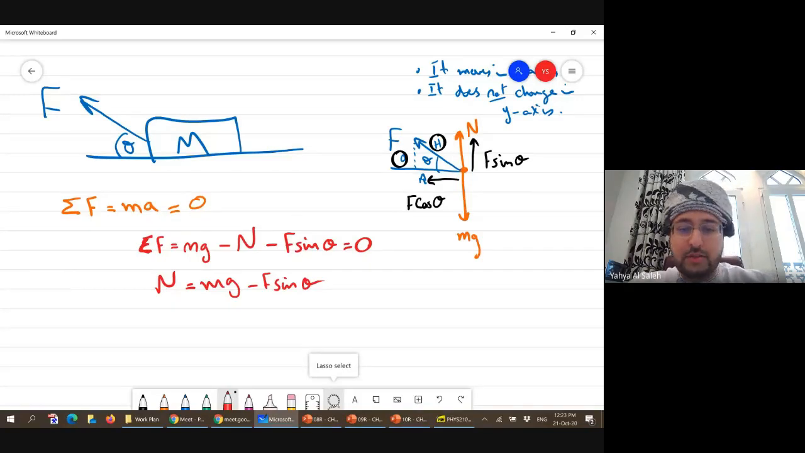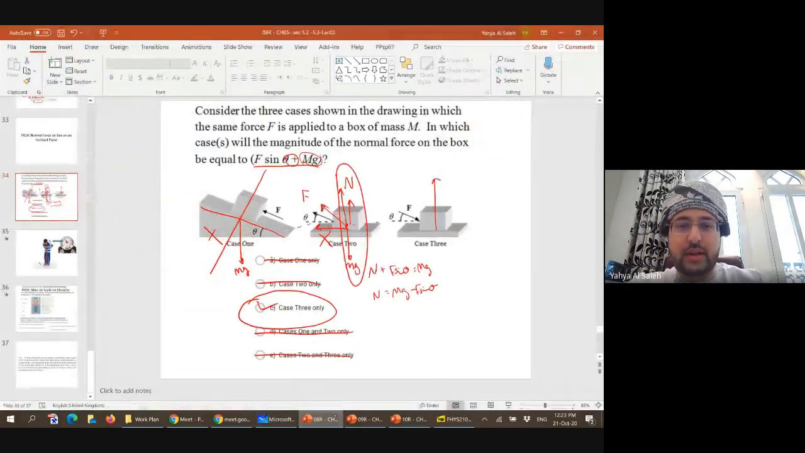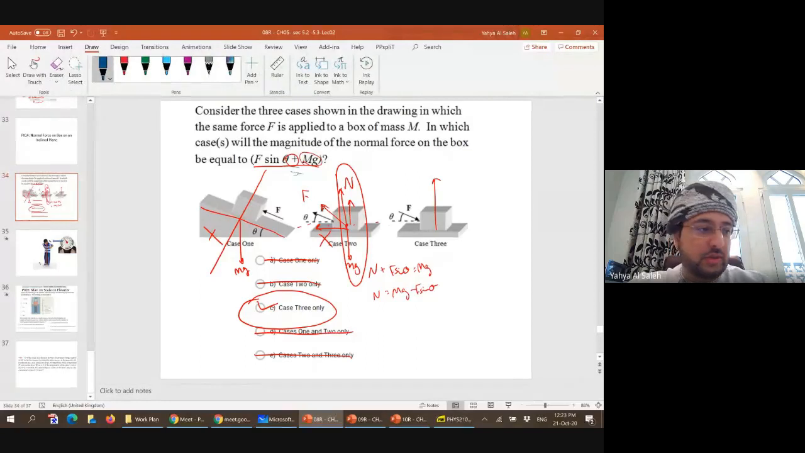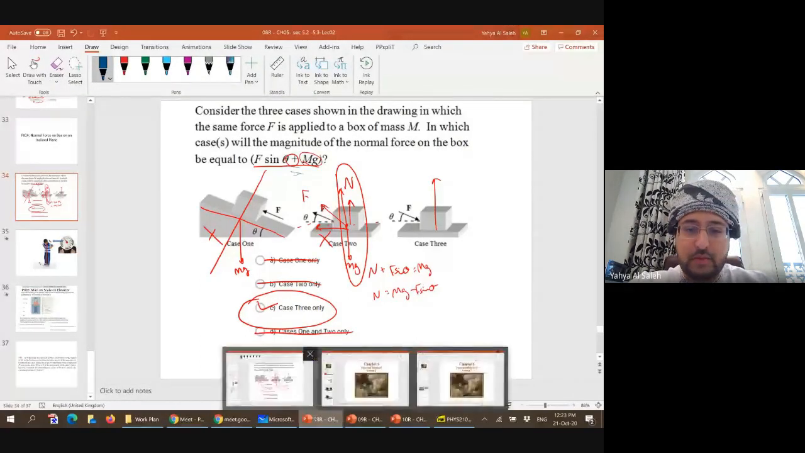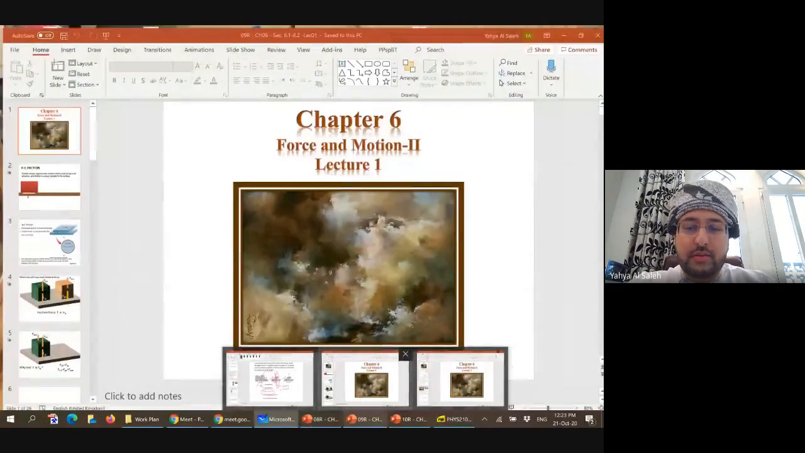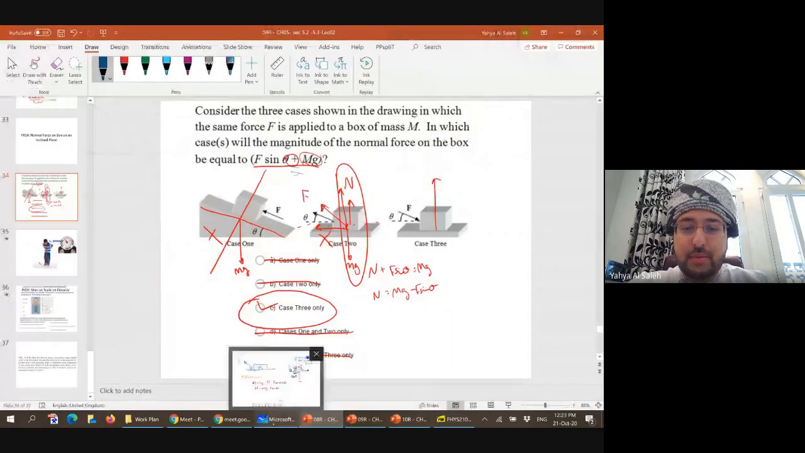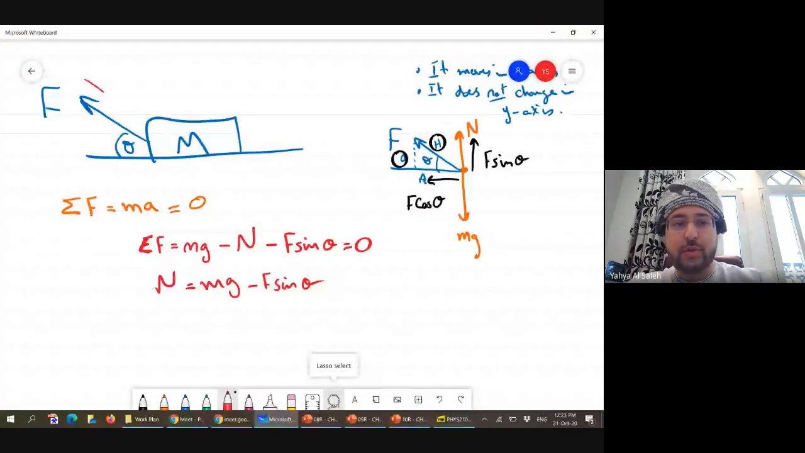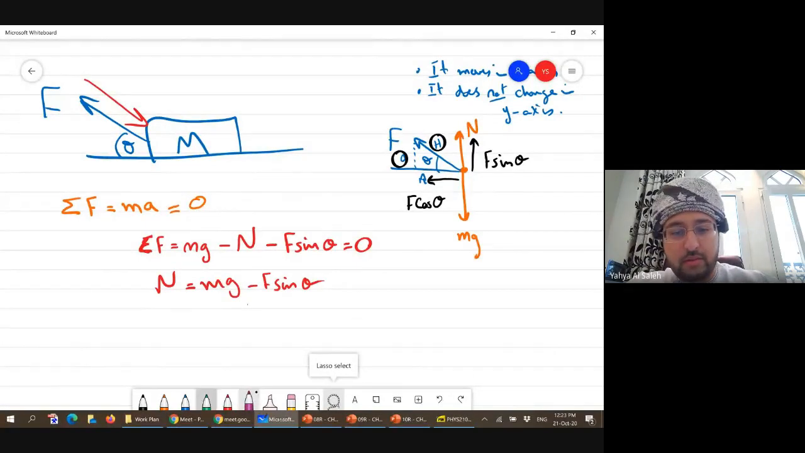Okay, and this is not what the question wants. The question wanted F sine theta plus mg. So we know it's not this case. If we do the exact same thing, but with the force going downwards, we will end up with a plus here.